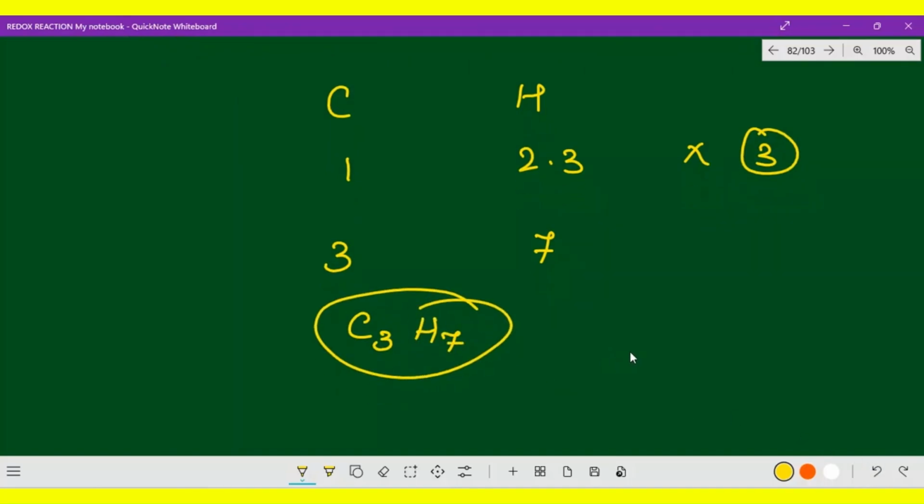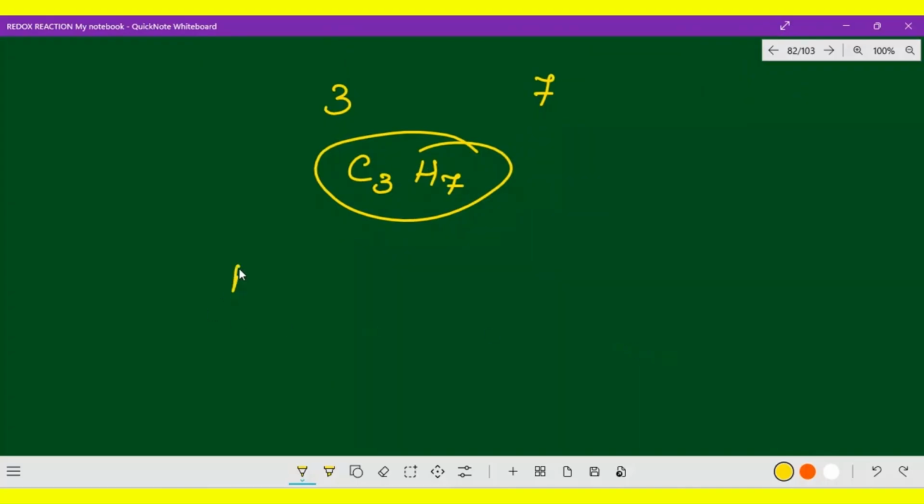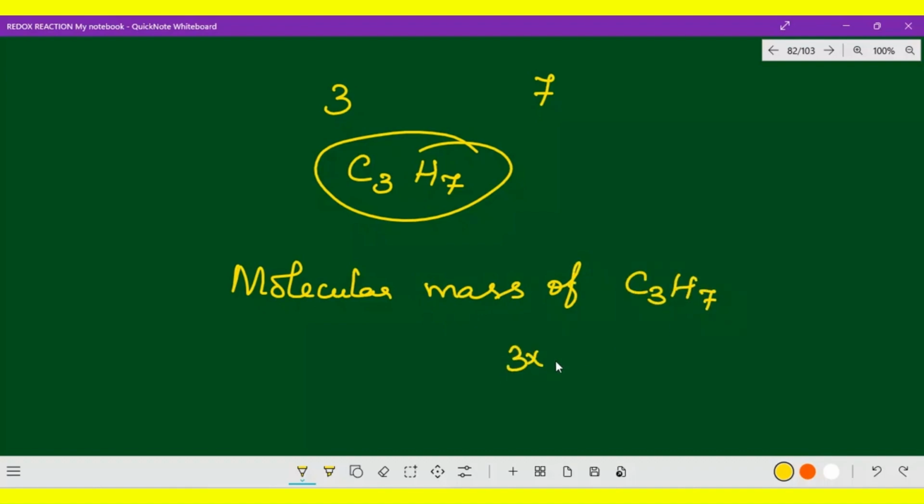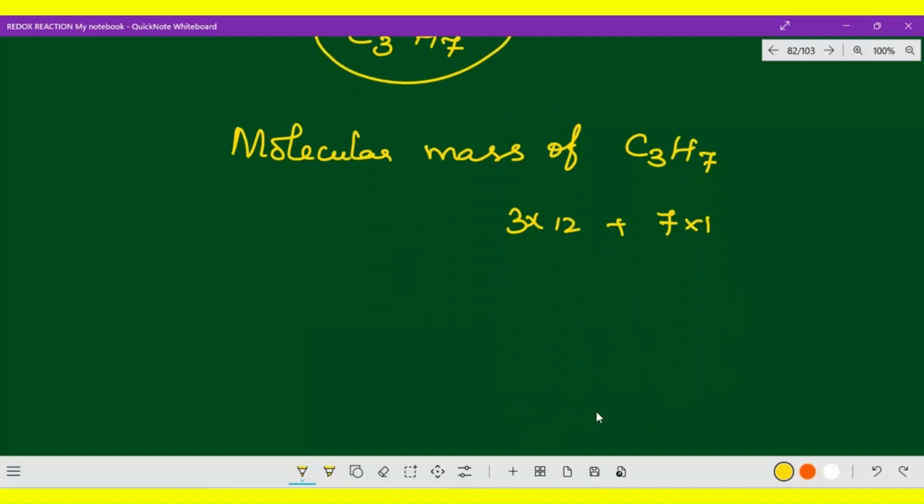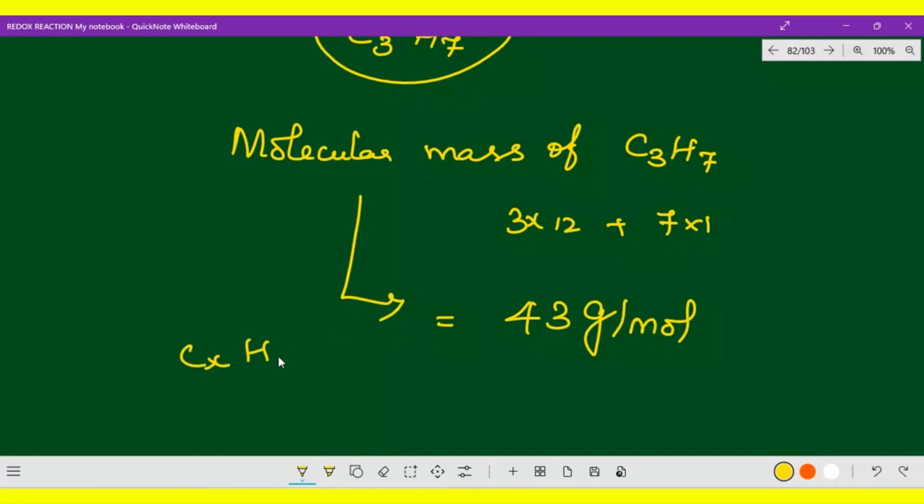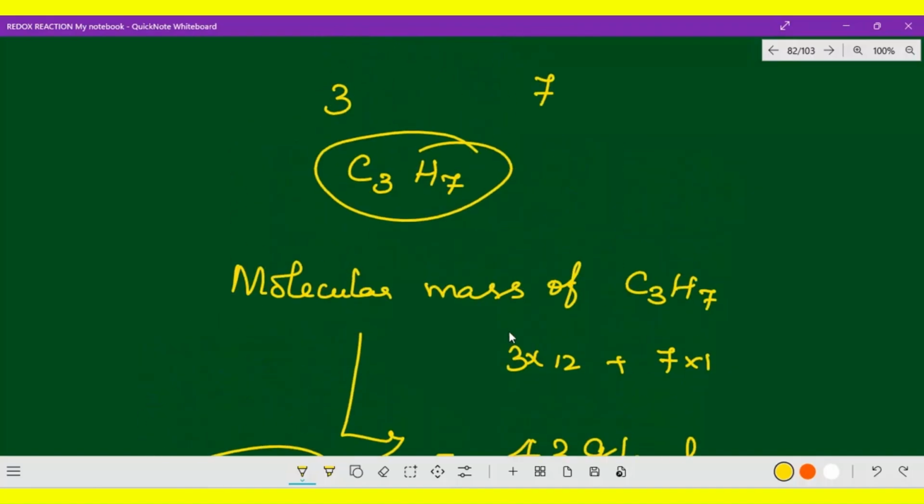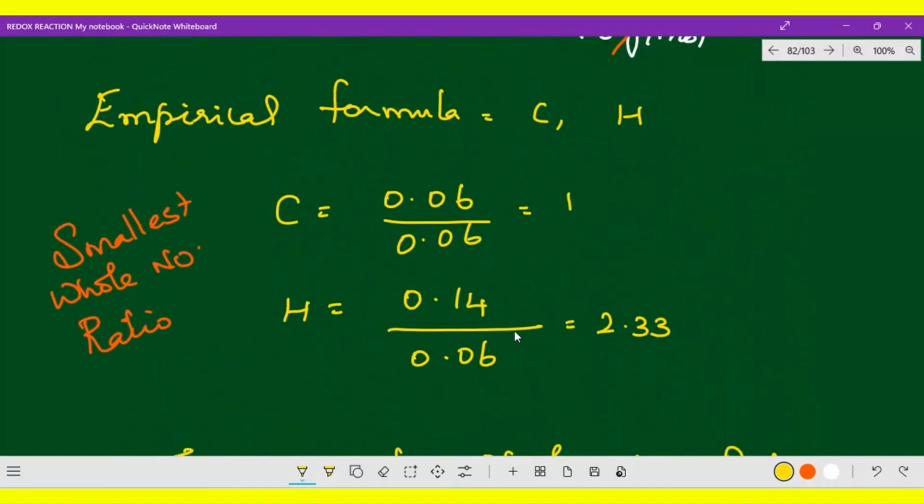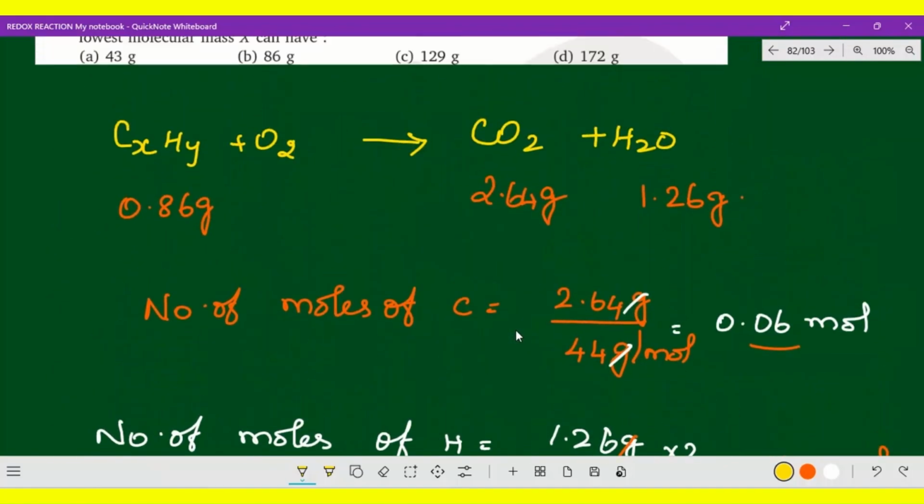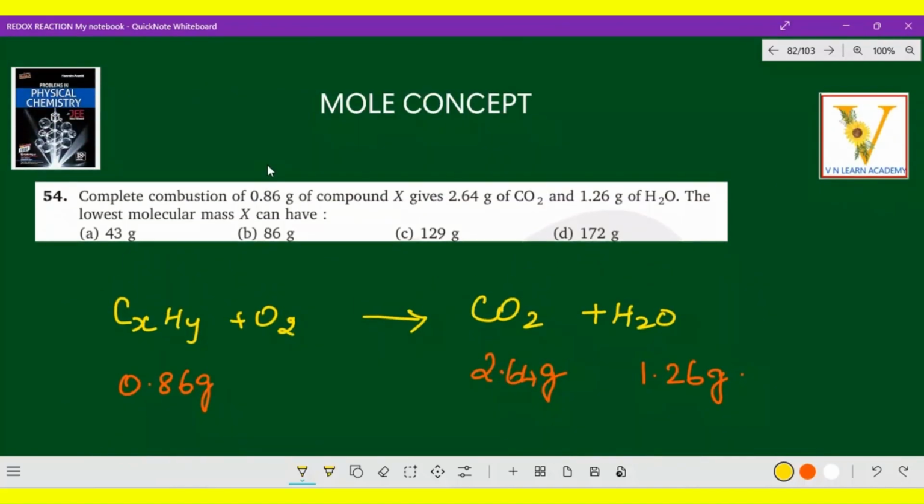So what is the molecular mass of C3H7? Okay, so the molecular mass of C3H7 is 3 into 12 plus 7 into 1. So you'll be getting 43 gram per mole. That is the molecular mass of CxHy, the hydrocarbon which is completely combusted from the 0.86 gram. They have given that, no? Now, which is the correct option? 43 is the correct option.